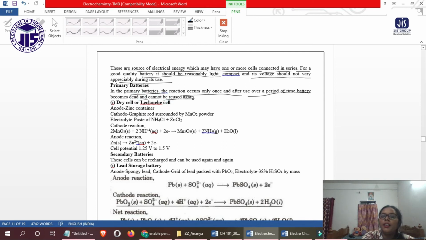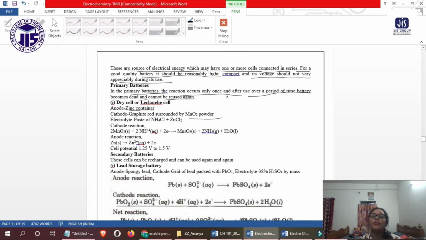The example is the dry cell. As the anode, here in the dry cell, we are using a zinc container. As the cathode we are using a graphite rod surrounded by manganese dioxide powder, and as the electrolyte we generally use a paste of ammonium chloride and zinc chloride.